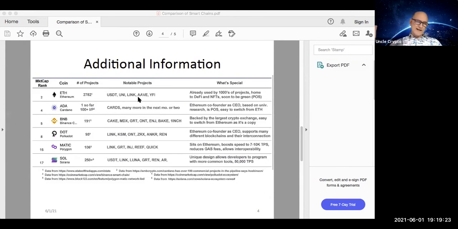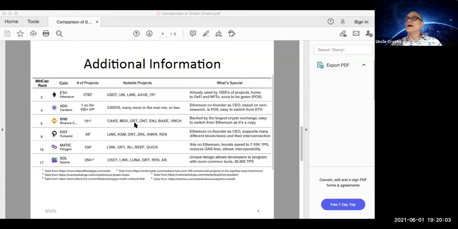And so Link did great, price shot up. Well, if you look over here now in additional information under notable projects, Ether has Link. Cardano is not ready, but I guarantee it'll be there within weeks when it's ready. Polkadot has Link, MATIC has Link, Solana has Link, and Binance has its own oracle. And I forget what the hell it's called, but it has its own. So you can see Link wanted to be on all these different chains. And so Link did that. It's made that and moved over.